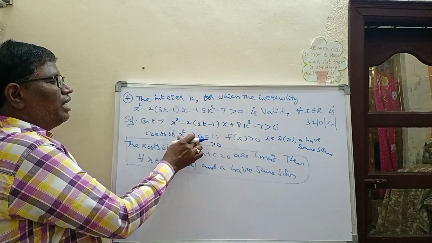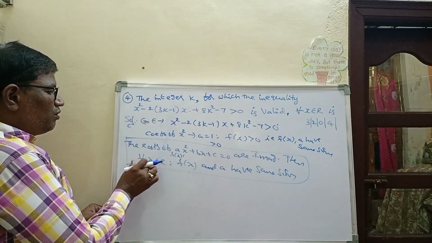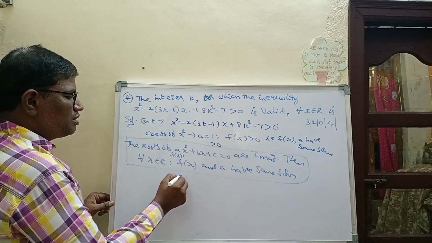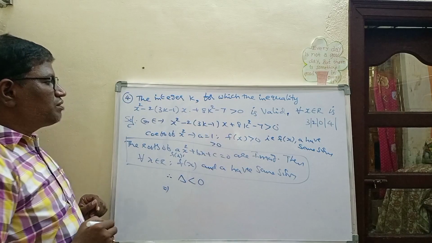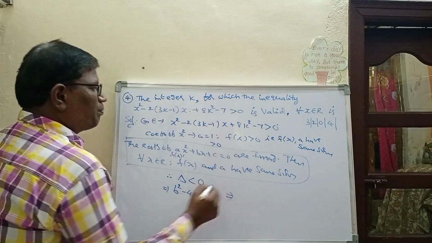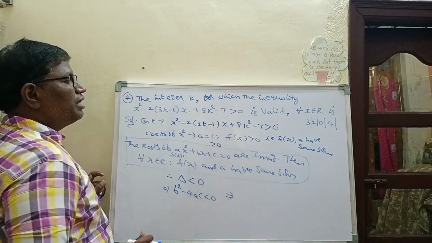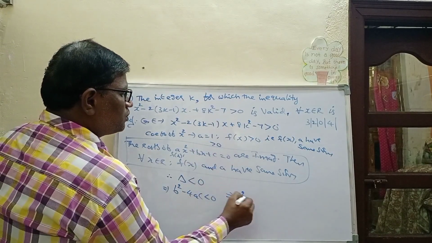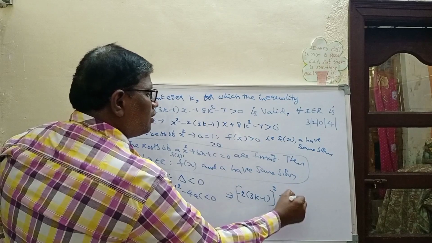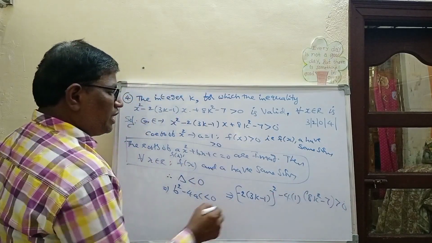So here what is coefficient of x square? A is 1 positive and f of x is greater than 0. So that means these two have same sign. Then what I told that for all x belongs to R, these two have same sign whenever these roots are imaginary. So imaginary means delta is less than 0. Delta means b square minus 4ac. So b square minus 4ac is less than 0. That implies what is here? A value 1, b value means minus 2 into 3k minus 1, and c value nothing but 8k square minus 7. B means minus 2 into 3k minus 1 whole square minus 4 into A means 1 and c means 8k square minus 7 is less than 0. Expand it.